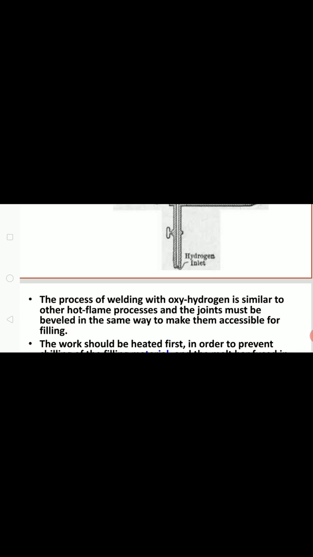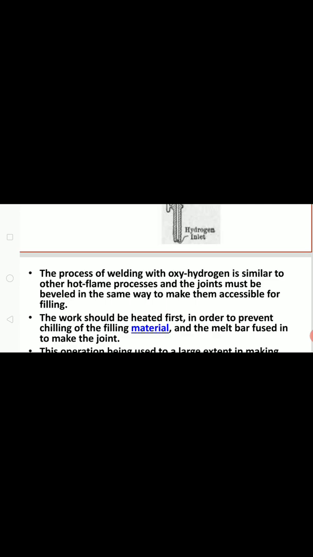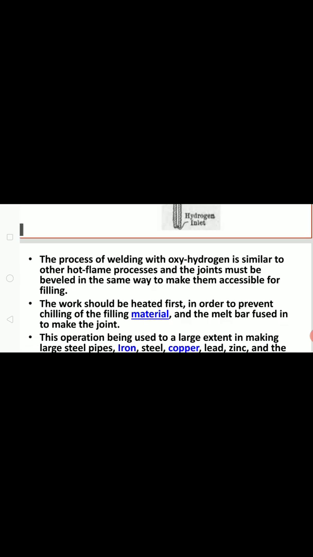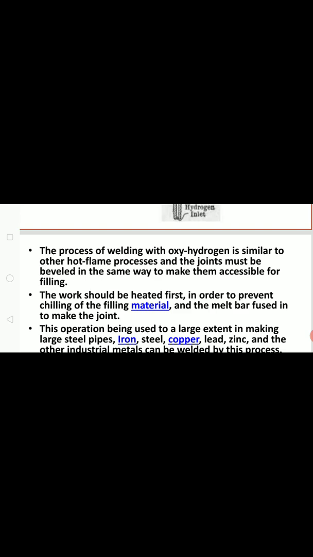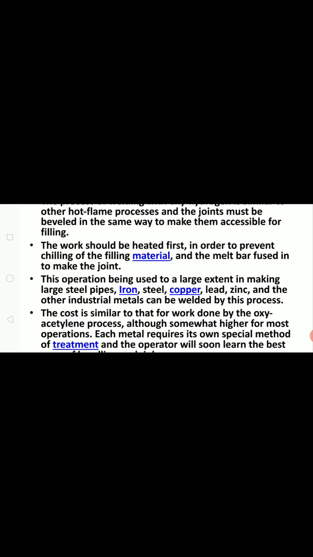The process of welding with oxy-hydrogen is similar to the other hot flame gas processes, and the joint must be beveled in the same way to make it accessible for filling. The work should be heated first in order to prevent chilling of the filler material, and the melt bar is fused in to make the joint. The operation is used to a large extent in making large steel pipes. Iron, steel, copper, lead, zinc, and other industrial metals can be welded by this process.